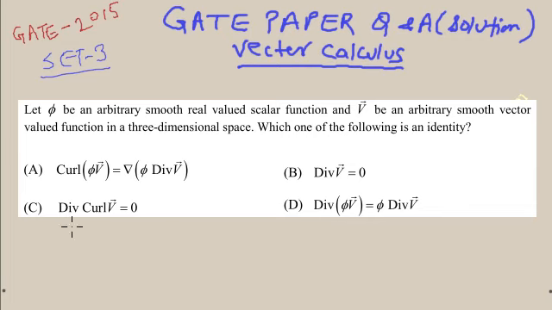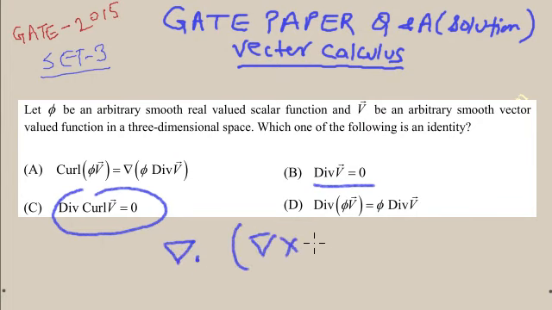This question here I have explained already. Nothing can be true. This is true because div of curl of V means del dot del cross V. So del cross V is perpendicular to del, so there is a 90-degree difference. The dot product of any two vectors which have a 90-degree difference is 0. So this is 0. So this is correct.